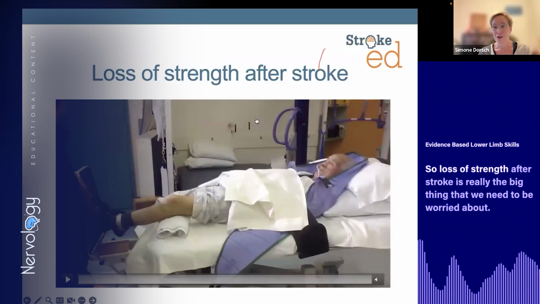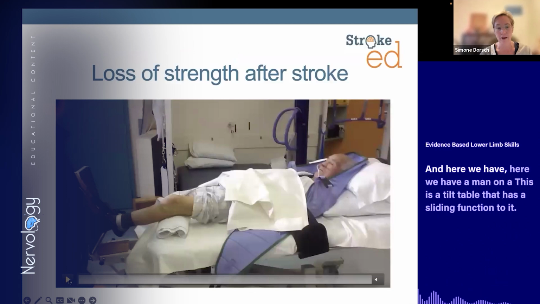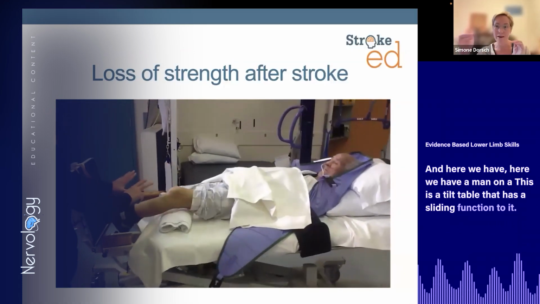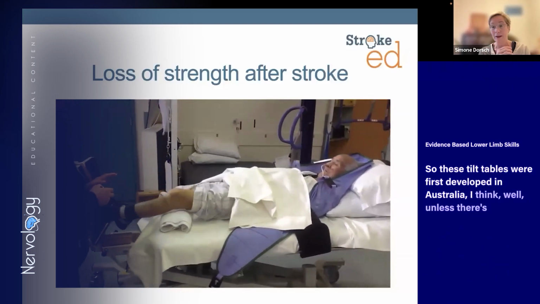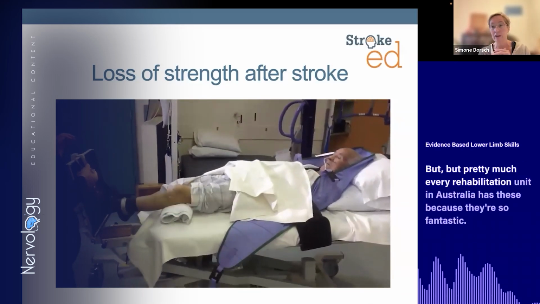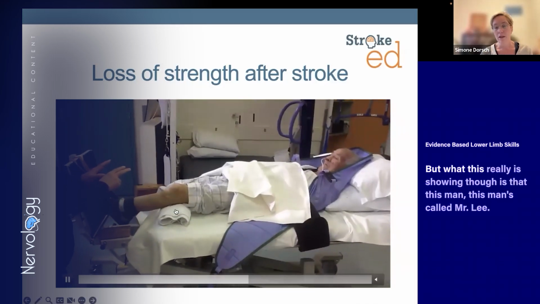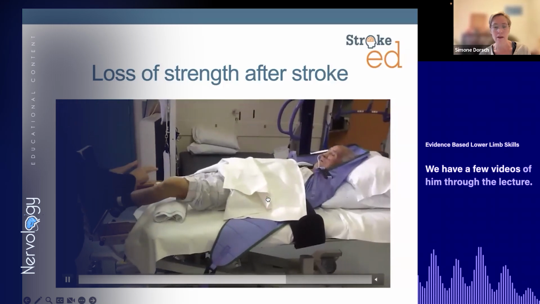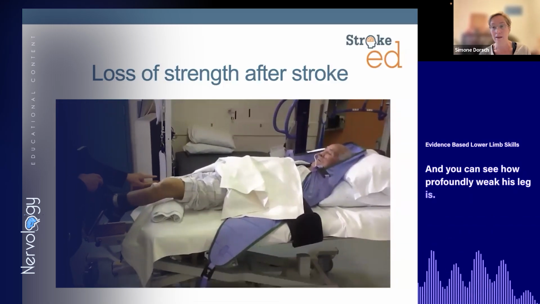Loss of strength after stroke is really the big thing that we need to be worried about. And here we have a tilt table that has a sliding function to it. These tilt tables were first developed in Australia, I think, unless there's somewhere that I don't know about. Pretty much every rehabilitation unit in Australia has these because they're so fantastic. But what this is really showing is this man, called Mr. Lee. We have a few videos of him through the lecture, and you can see how profoundly weak his leg is.